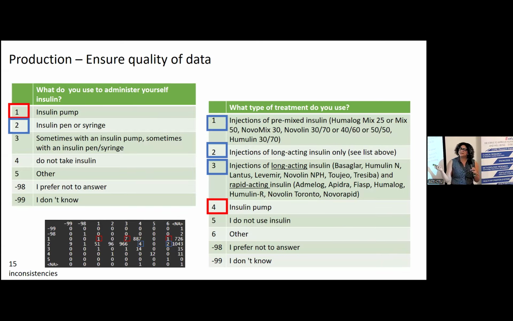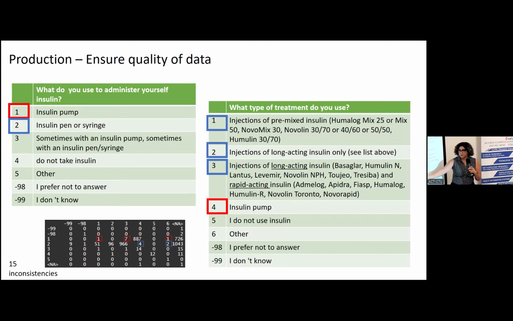Another similar example, we have the question, what do you use to administer yourself insulin? If respondents answered insulin pump, a few questions later, logically, they should also respond with insulin pump to the question, what type of treatment do you use? So it's not necessarily a skip pattern, but it's logical to have the same response for these two different questions. At every data extraction, we do this cross-reference, and at every extraction, we find inconsistencies.